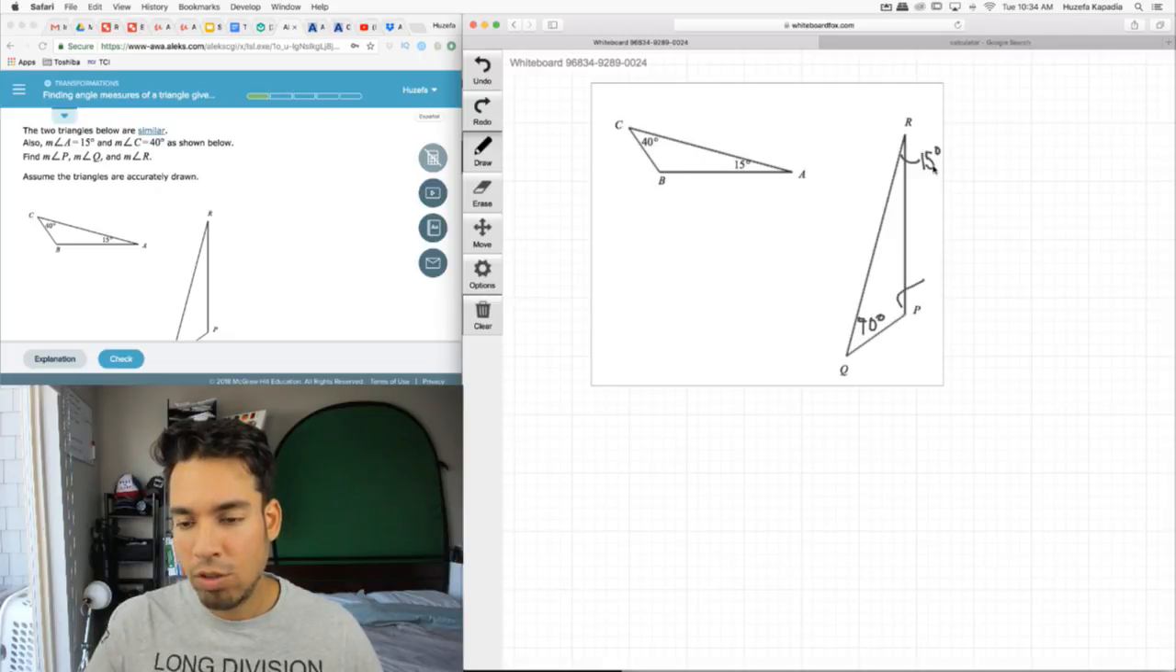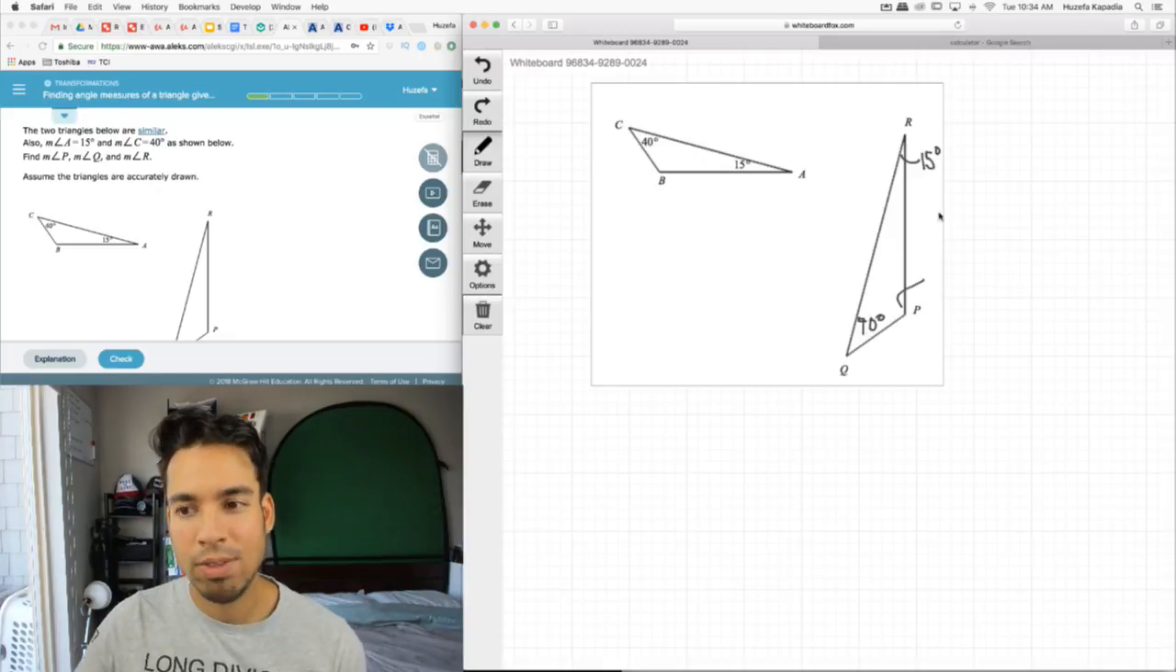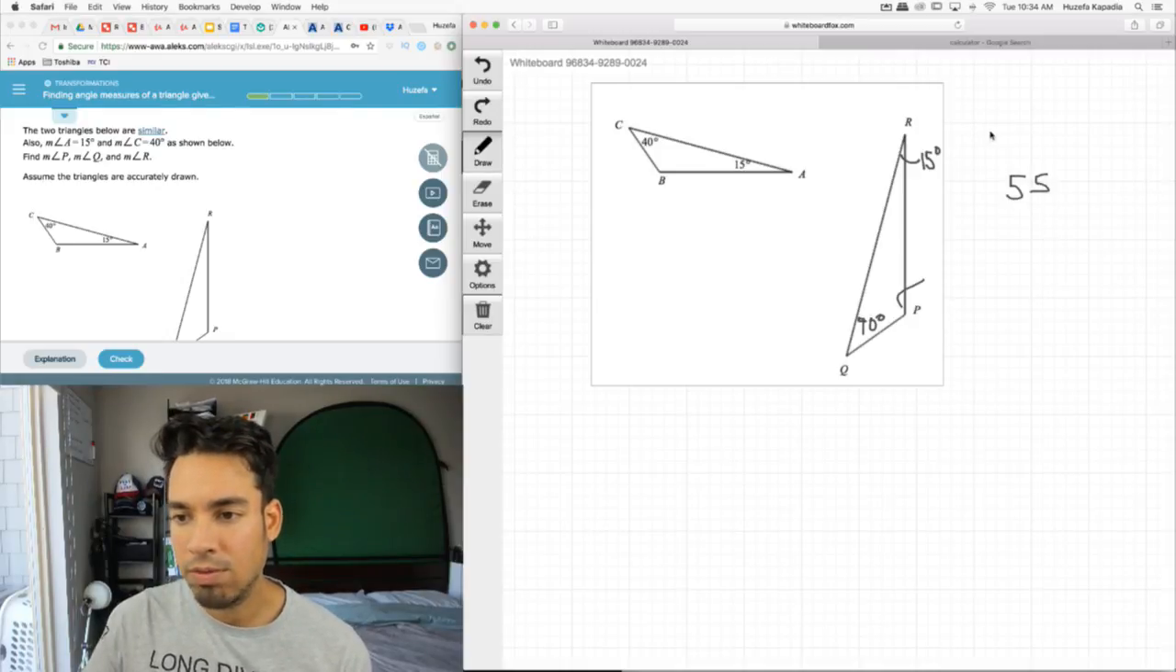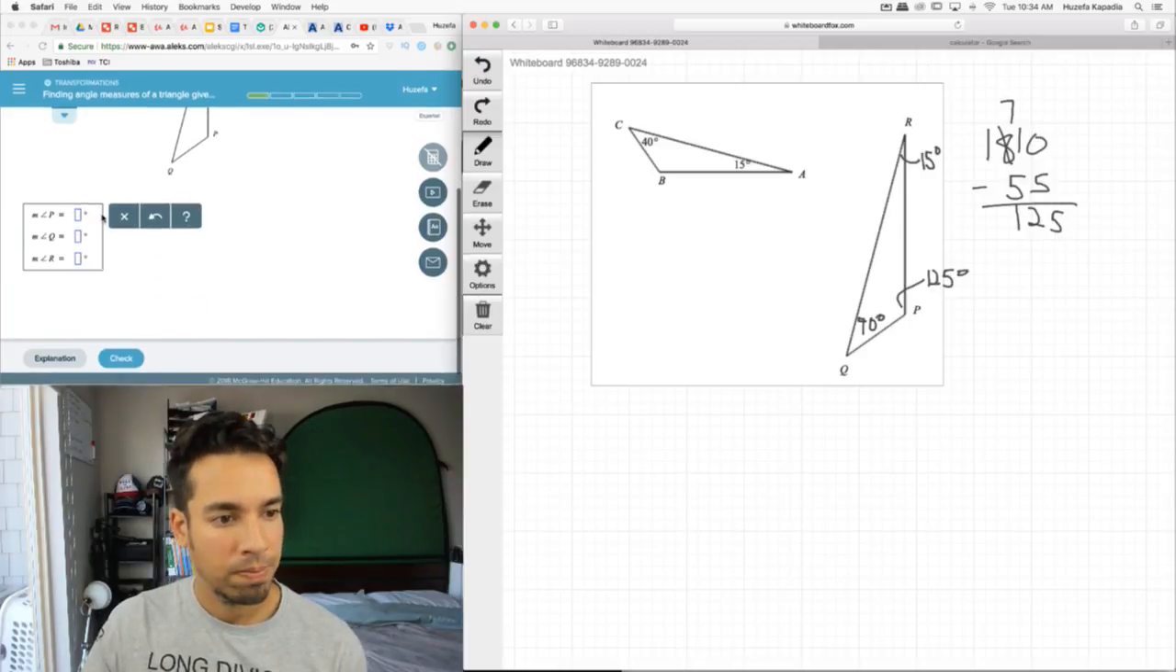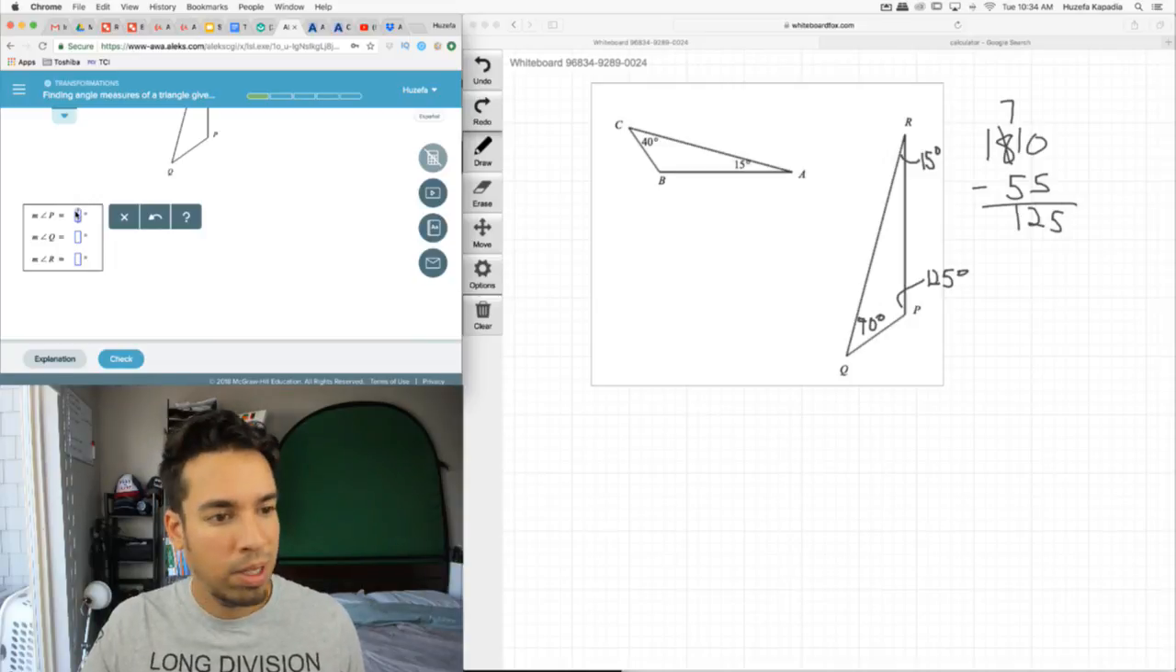We don't have an angle, so let's use our rule. 15 plus 40 is 55. And since 55 plus that last one is 80, I'm going to subtract it from 80. That means this big angle here is 125 degrees, okay? So now let's fill this out. P is 125, Q is 40, and R is 15.